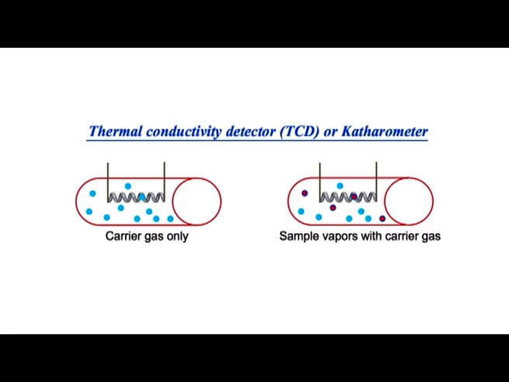When the carrier gas is flowing, it has some thermal conductivity. Once the sample components come, they change the thermal conductivity. This can easily be detected by this type of detector. It will give the signal for the chromatogram, and we can identify the individual components according to their thermal conductivity.